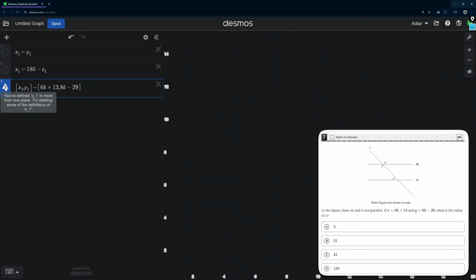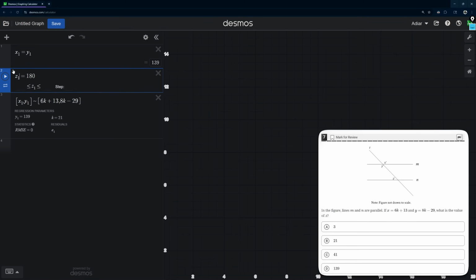And it's giving us an error because it doesn't like that we've defined x in more than one place. So it's actually a simple fix. We can just switch z and x. So we say that z1 is 180 minus x1. And boom, now it works. The value of z is 41. So the correct answer is C.